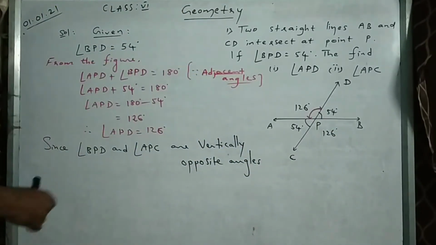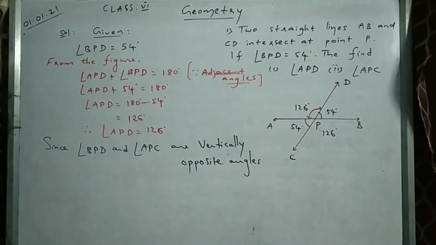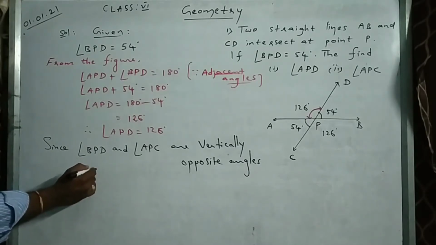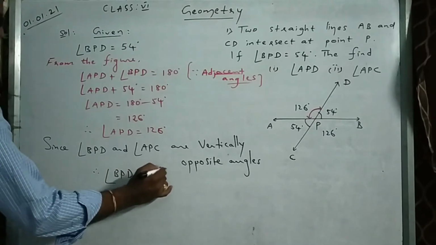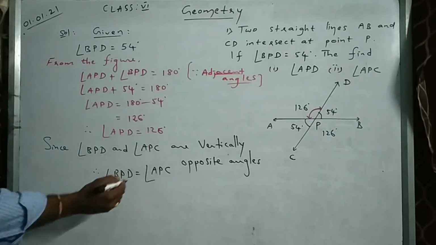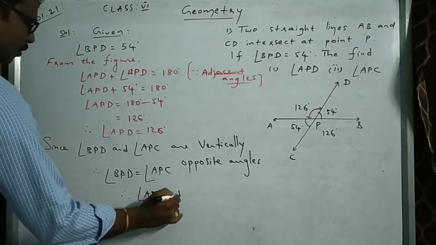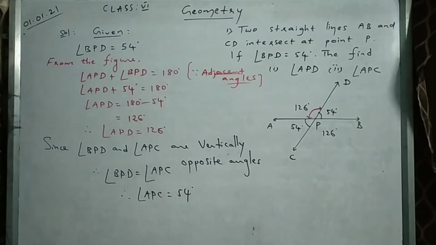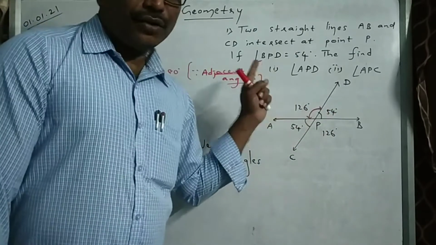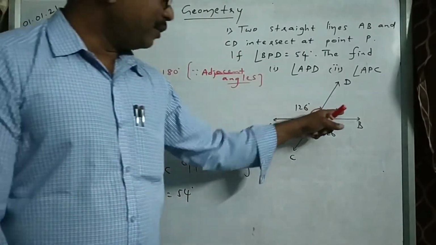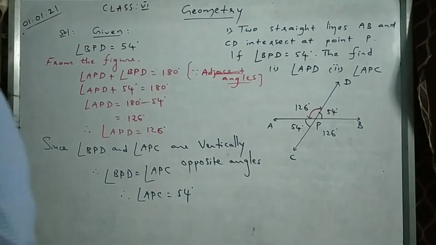Together all these will give 360 degrees around this point. So their measures are equal. Angle BPD is equal to angle APC. But BPD, how much do we have? 54. Therefore, angle APC is also 54 degrees. Since they form vertically opposite angles, as I showed you in the diagram, vertically opposite angles are always equal. So the required angle is 54. Right?